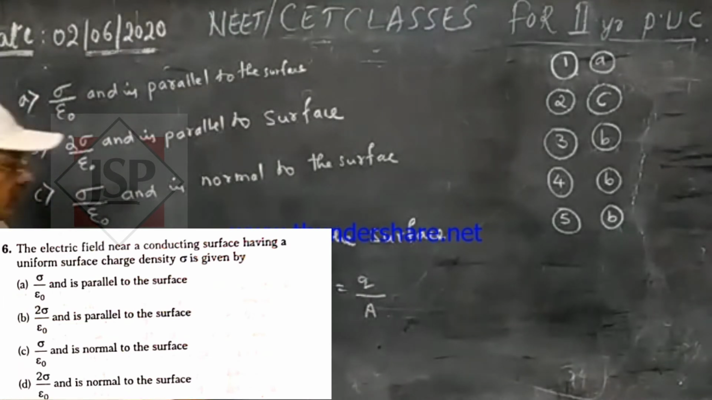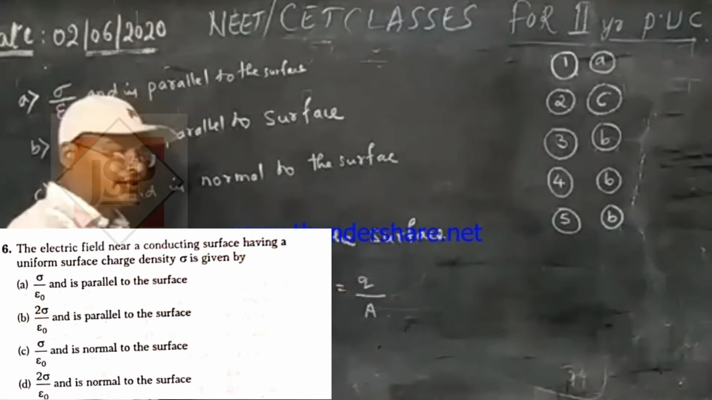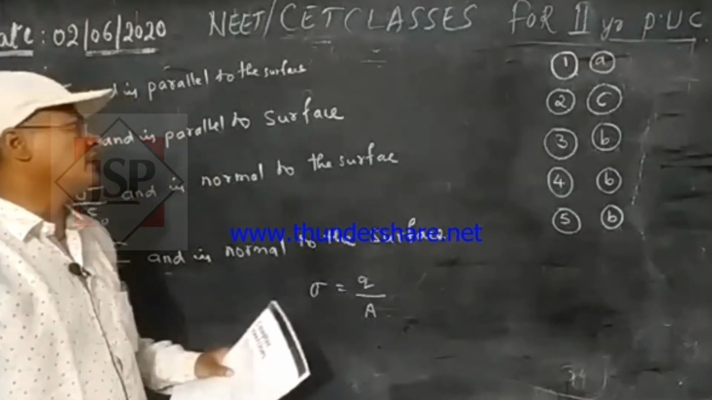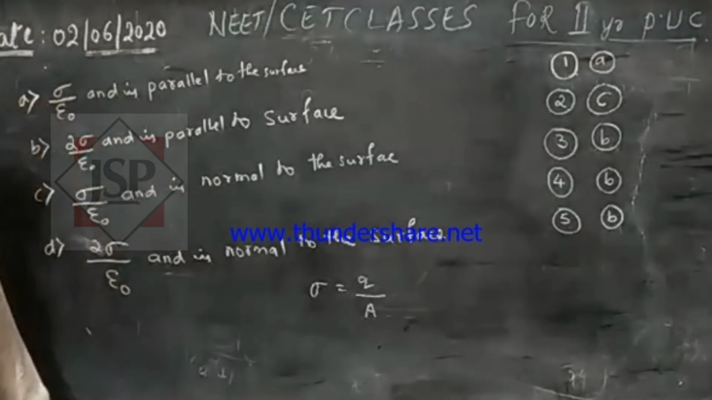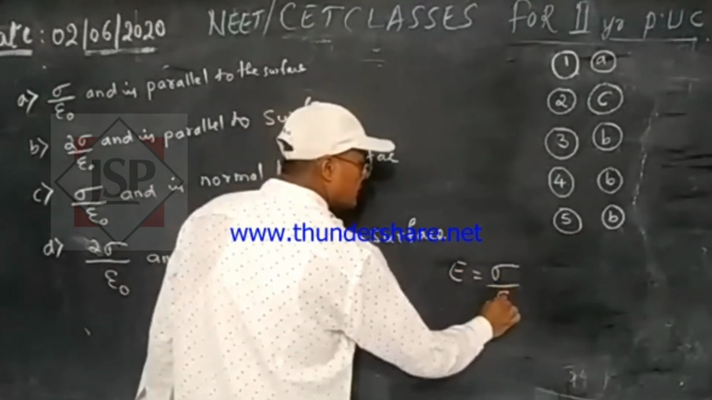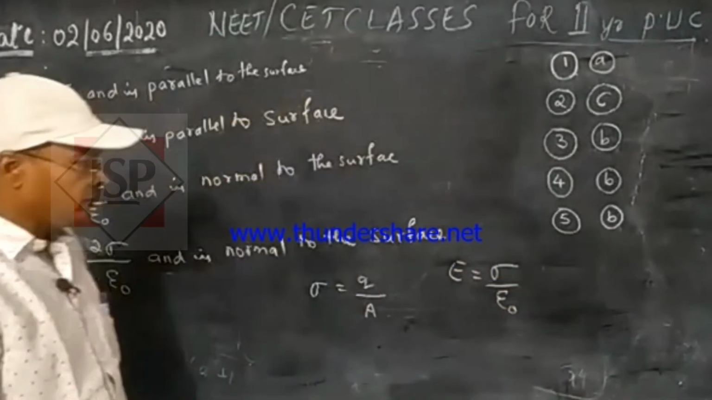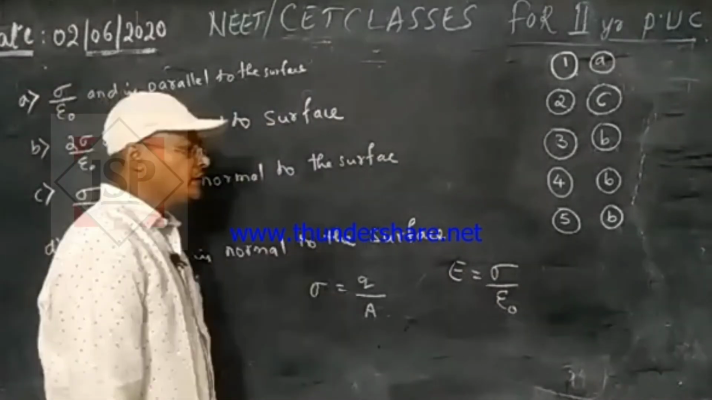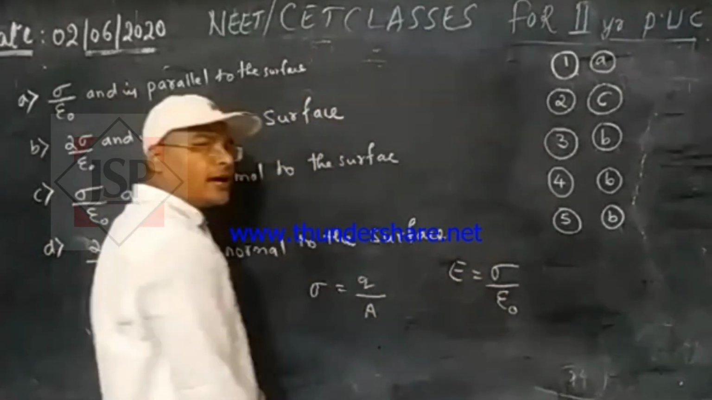So this is the surface charge density equation. We are going to calculate the electric field near a conducting surface having a uniform density sigma. So we want to calculate the electric field. The option is sigma divided by epsilon naught. On derivation, according to that derivation, we are getting E equal to sigma divided by epsilon naught.